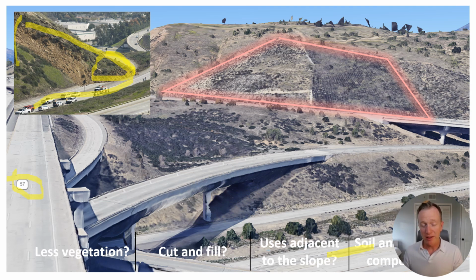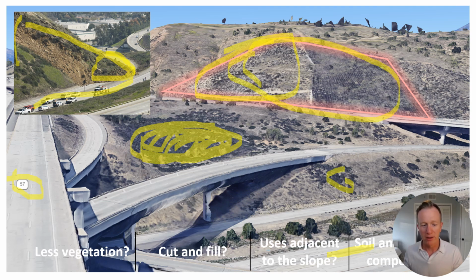So what can we see in this picture? We can see that there's a lot less vegetation here, and so that might have had something to do with all the erosion that occurred. You can see in this area here, there was quite a bit of vegetation, and that's probably keeping the soil in place. There's vegetation here, but in this area up here, there's a lot less vegetation.